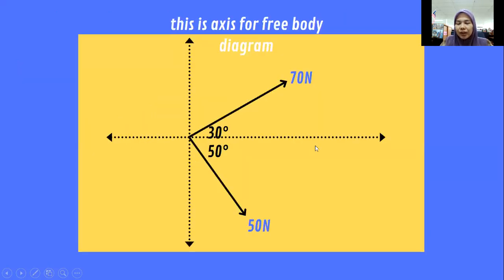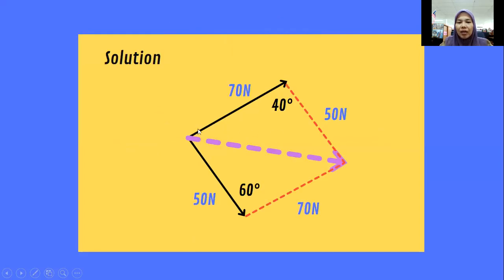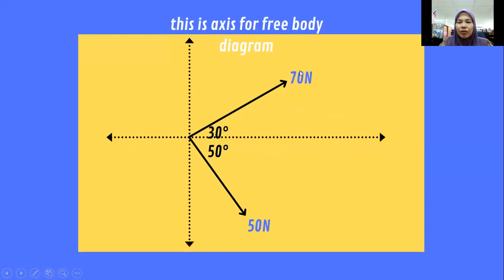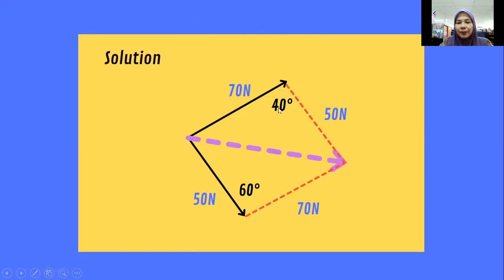So how do we draw the parallelogram method? If the magnitude of the force is given, the magnitude will represent the scale of the force. If it is 70 newton, you can change it to 7 centimeter. If you have another force here, 50 newton, you can change the scale to 5 centimeter when you draw on the graph paper.